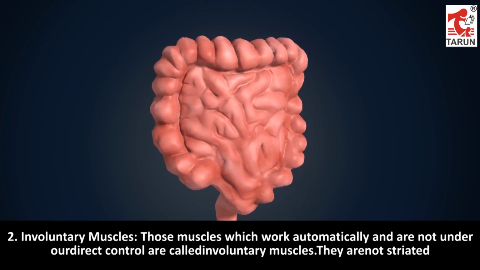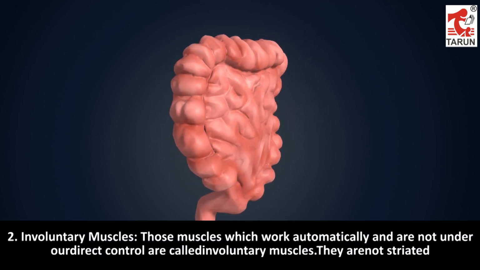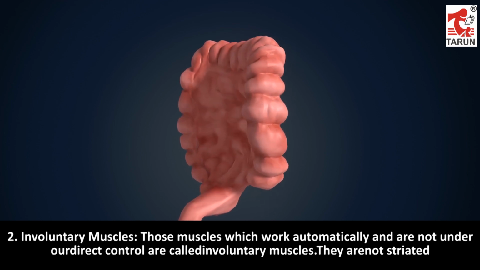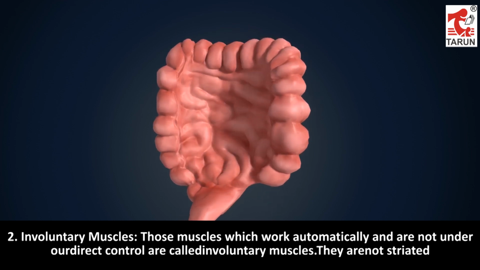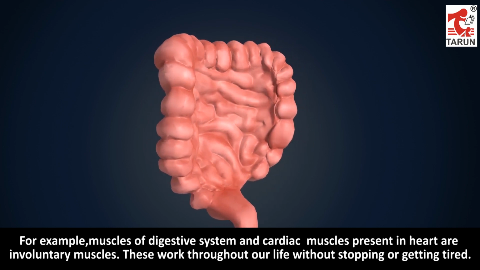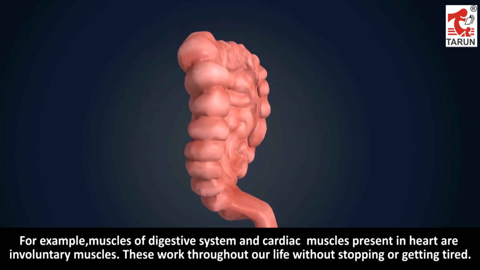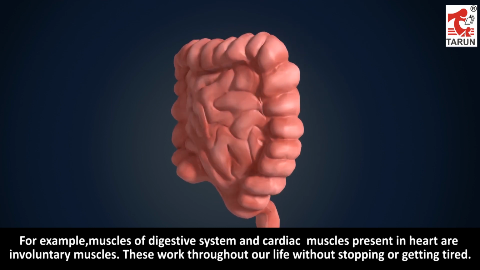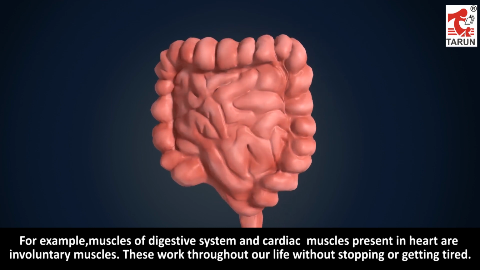2. Involuntary muscles. Those muscles which work automatically and are not under our direct control are called involuntary muscles. They are not striated. For example, muscles of the digestive system and cardiac muscles present in the heart are involuntary muscles. These work throughout our life without stopping or getting tired.